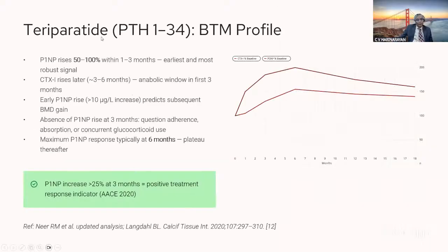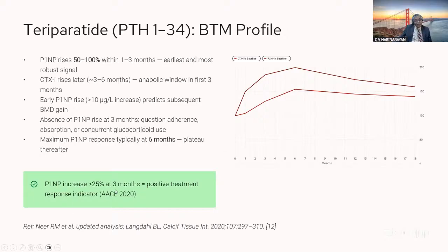So the formation markers will be more. When you give teriparatide, the P1NP level rises within the first 3 months, which is a robust signal. Then the CTX rises later, the anabolic window in the first 3 months. An early P1NP rise of more than 10 micrograms predicts subsequent BMD gain. Absence of a P1NP rise at the third month questions adherence, so the patient is not adhering to therapy. The maximum P1NP response is typically at 6 months and plateaus thereafter. So that is very important.